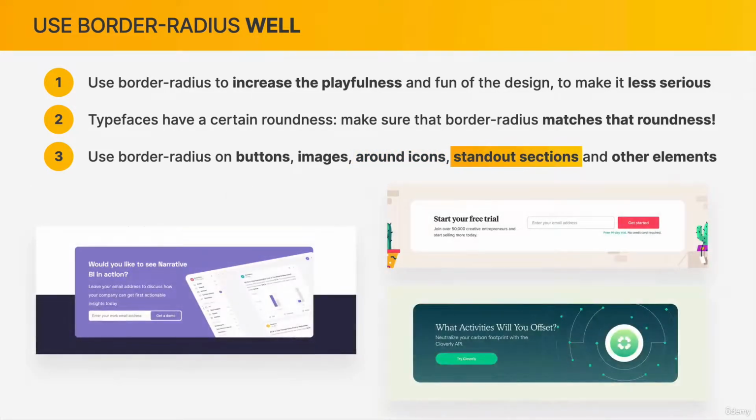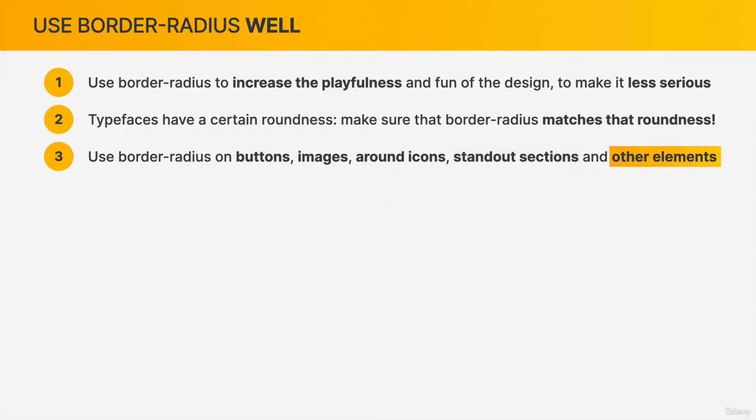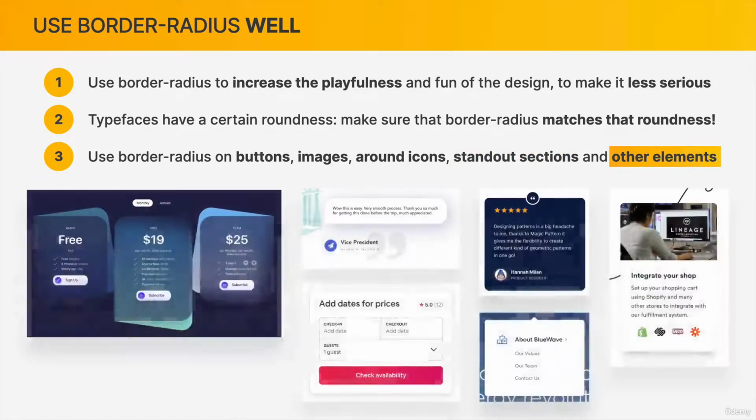Next, border radius is also used on some sections that we want to stand out, a little bit like a shadow as well. And finally, some other kind of random elements can always use some border radius. So here are just a couple more elements that I found when researching the course that use some border radius in some form or another. And so I hope that these examples can help you to find some inspiration, along of course with all the other ones that I showed you in this lecture.